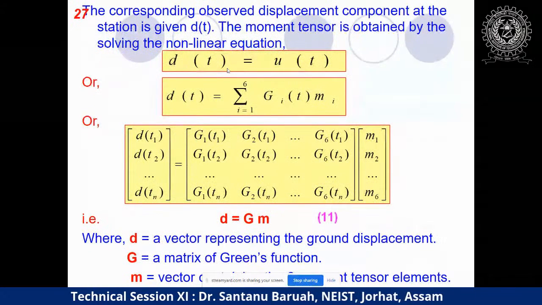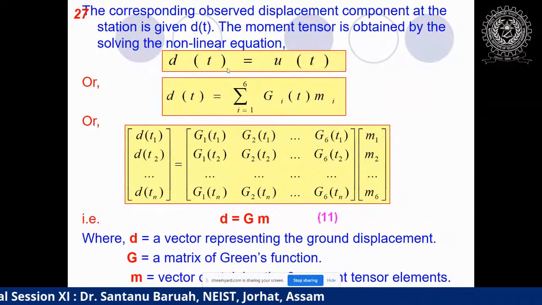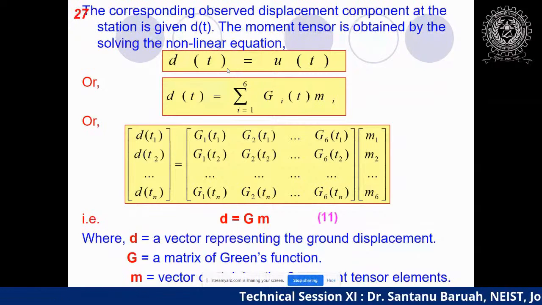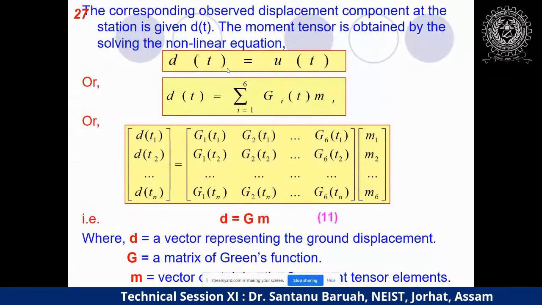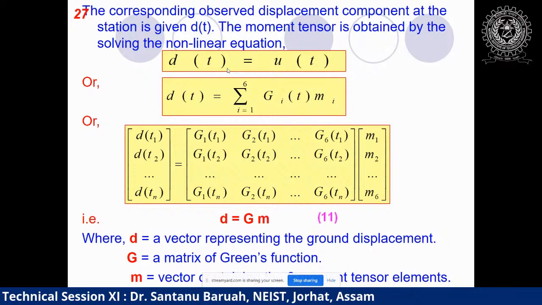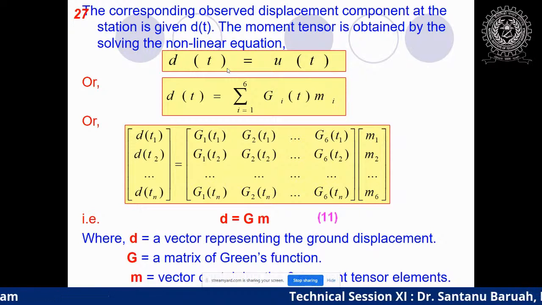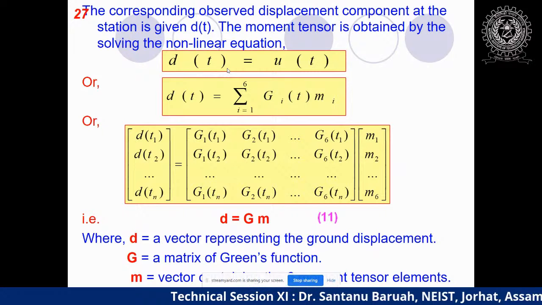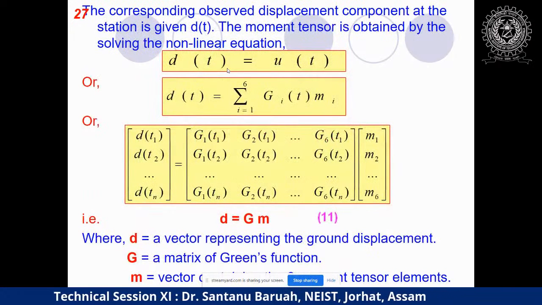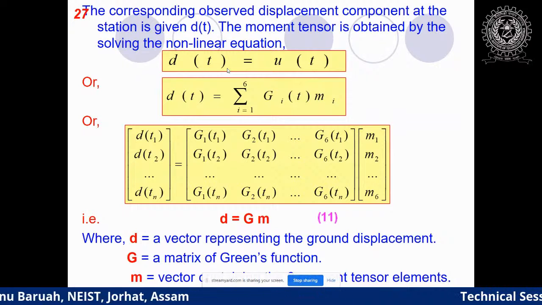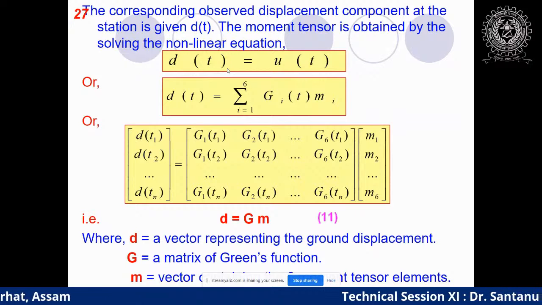If d, small d, represents the observed displacement due to an earthquake and u(t) represents the calculated one, then we must have d(t) equal to u(t). So in terms of vectors, we can write it as d = Gm, where d is a vector representing the ground displacement, G is a matrix of Green's functions, and m is nothing but the moment tensor elements. So using this simple formula, d = Gm, we can invert our broadband seismograms to get the source parameters of that particular earthquake.